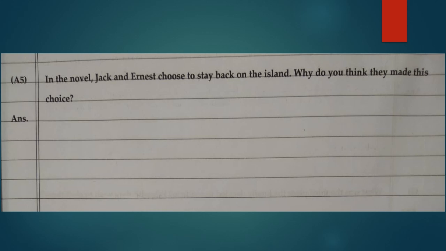Now we'll move on to the next activity, that is A5. In the novel, Jack and Ernest chose to stay back on the island. Why do you think they made this choice? Now, students, it is a personal response type of question, where you have to answer why they made this choice of staying back and not going with the others. So it's a personal response type of question.